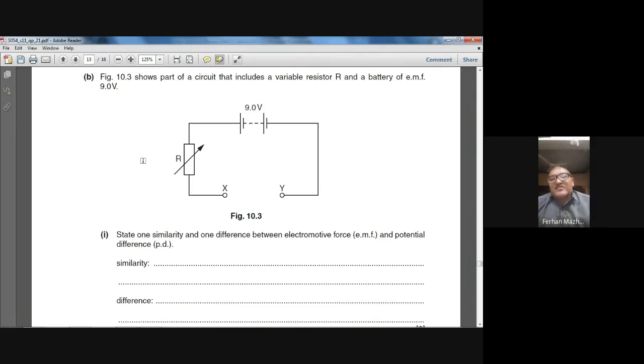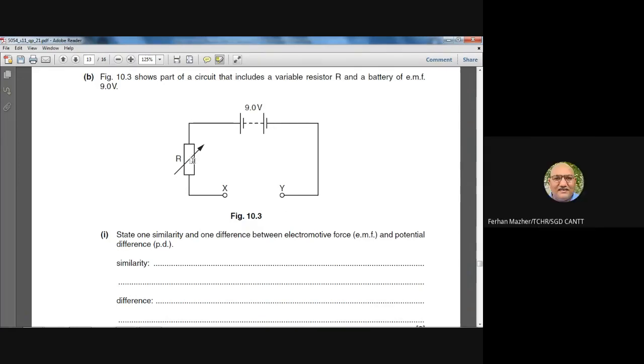Another thing asked is, how about the current? Because they are both connected in series, if the resistance of R increases, the resistance of the whole circuit will increase. So the current coming from the battery will decrease. If the resistance of the circuit becomes higher, the current from the battery becomes lower. Whatever current comes from the battery, the same current flows through the variable resistor, and the same current flows through the LED.